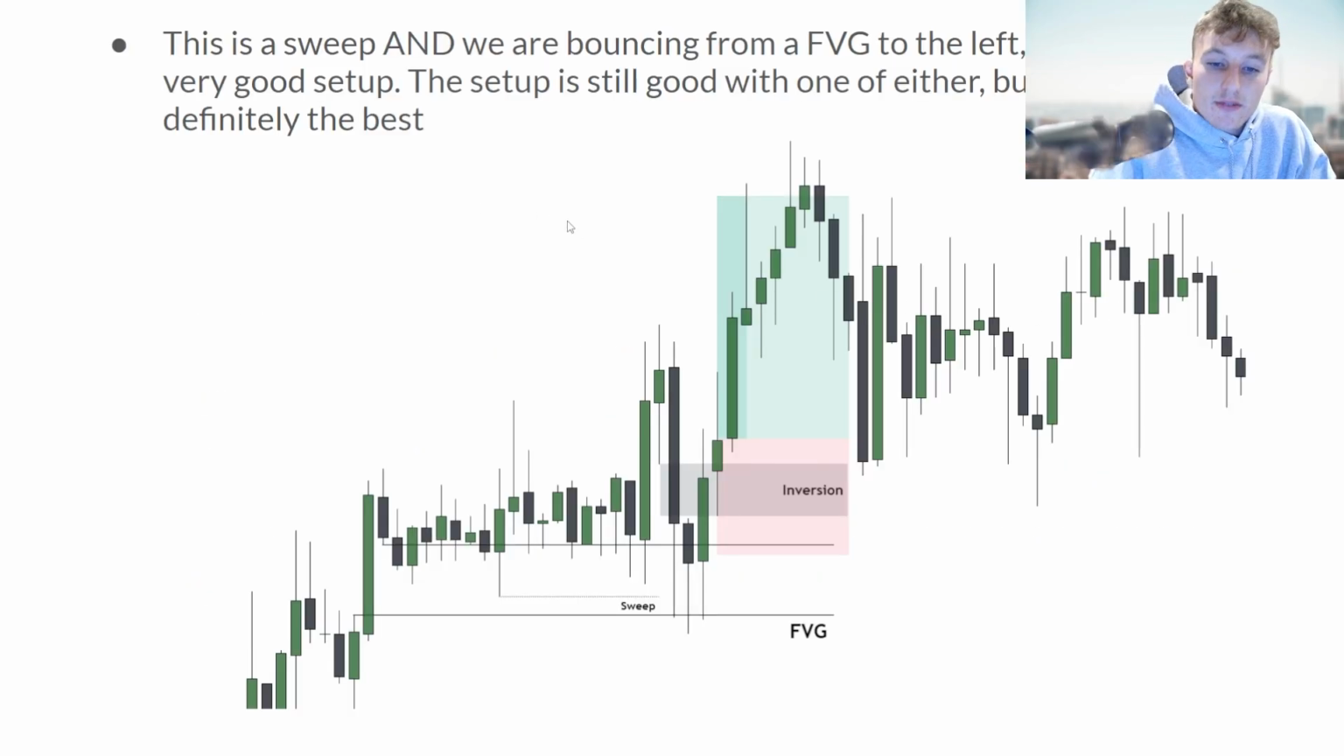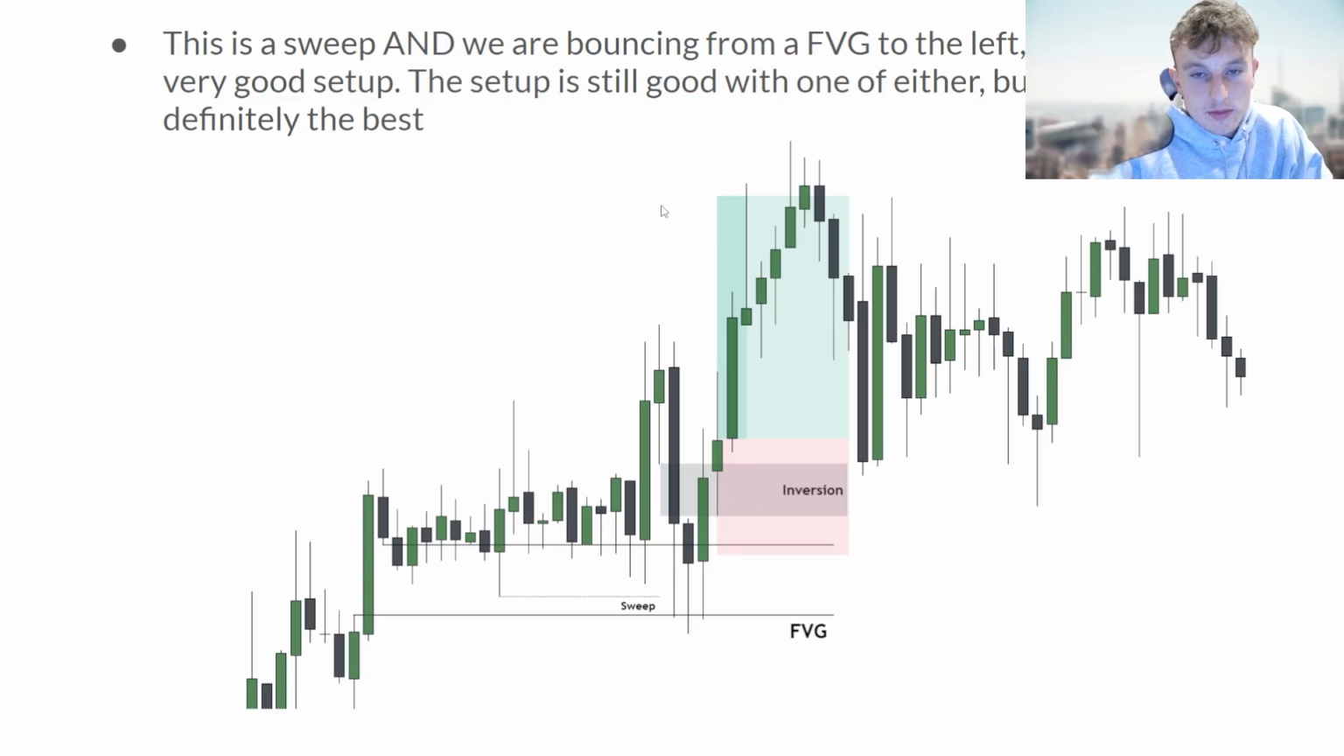So this right here is a sweep and a delivery from a fair value gap. We're bouncing from a fair value gap and we're sweeping a low. You can see this is not an old fair value gap, so we don't need a ton of momentum here, but the momentum is still fine. We get about a 3 candle sweep here, which is fine. But you can see a sweep and a fair value gap delivery make the setup way better.